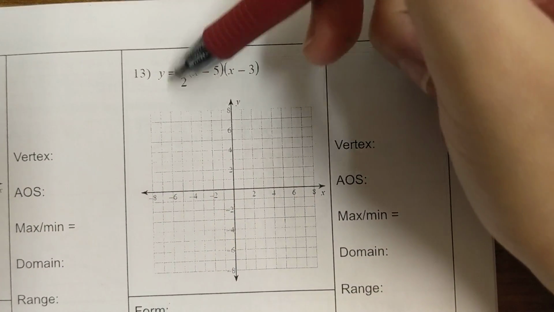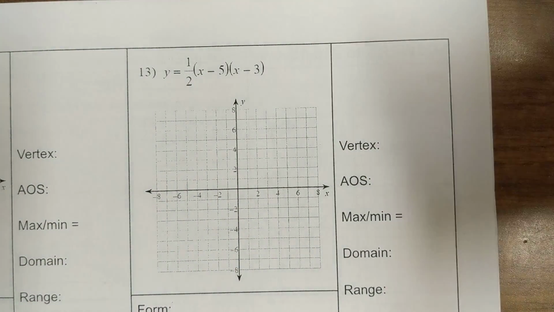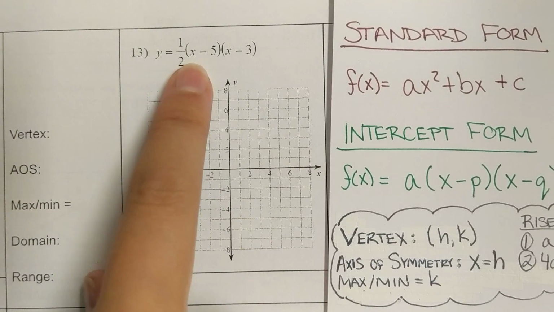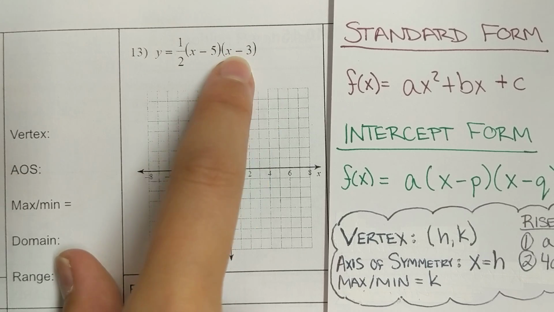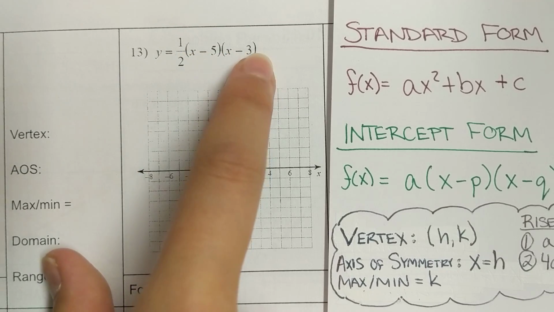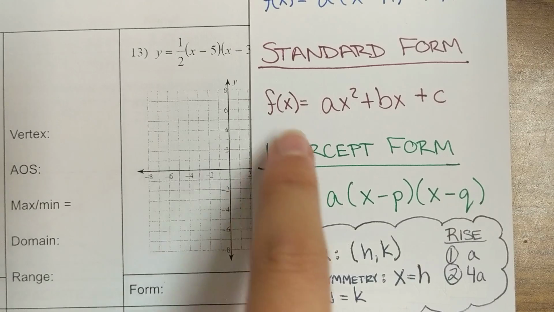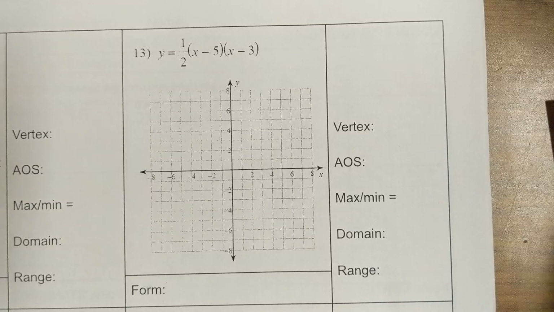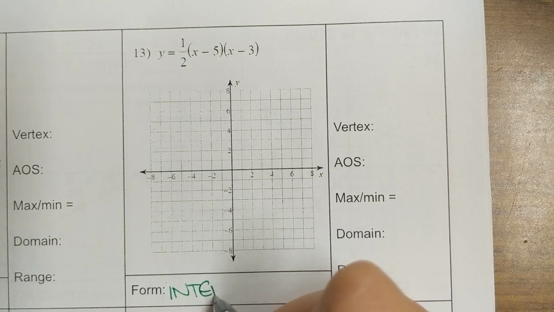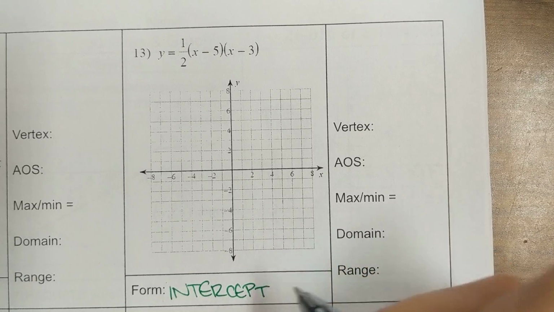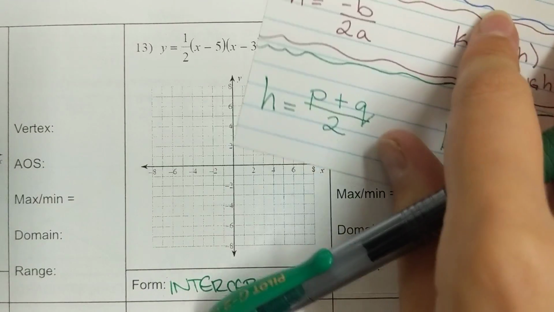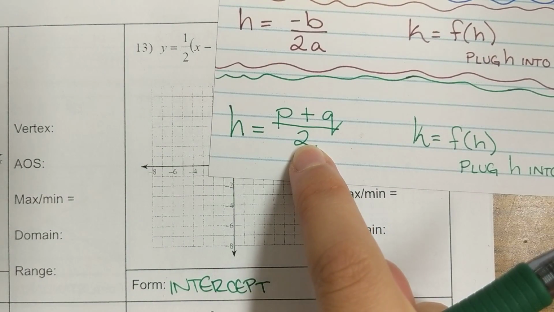The last one I'm going to do is this one right here. Again, we need to figure out what form it's in to find the vertex. This is in parentheses right here. You have x minus p, x minus q, and then a in the front. So this is intercept form. All right, to find the vertex in intercept form, we take p plus q and divide by 2.